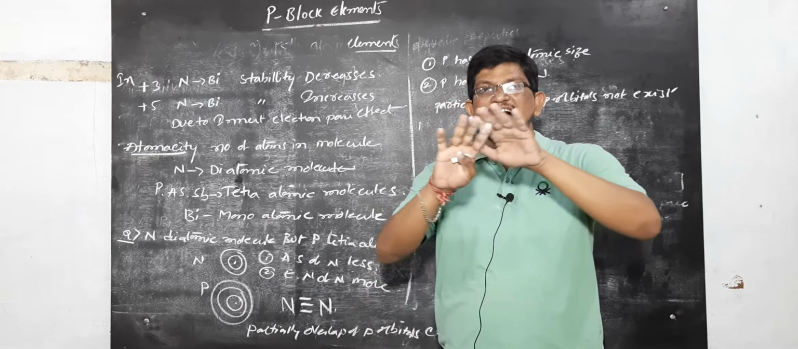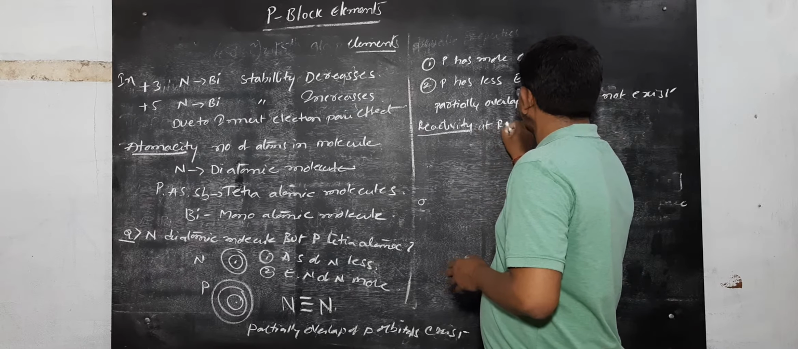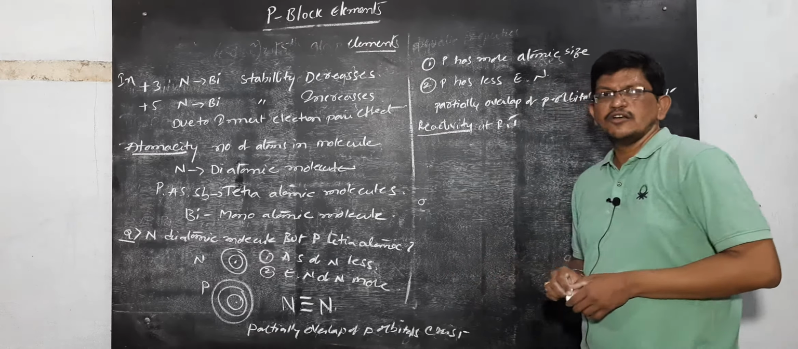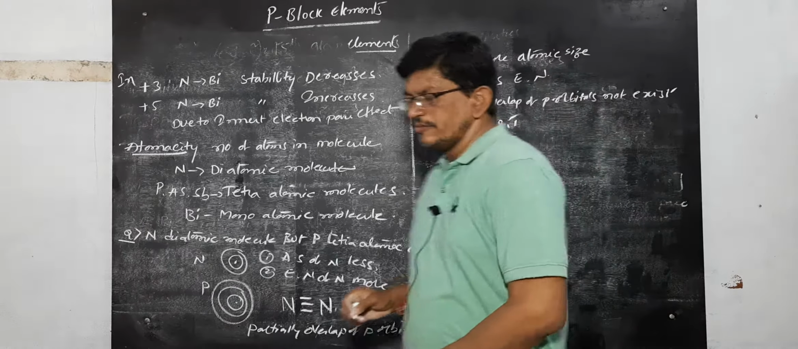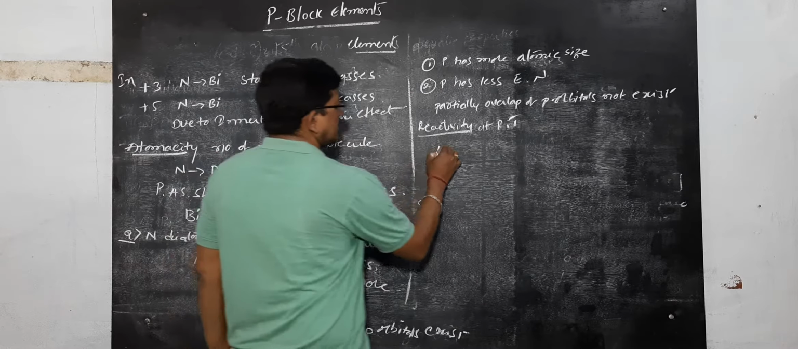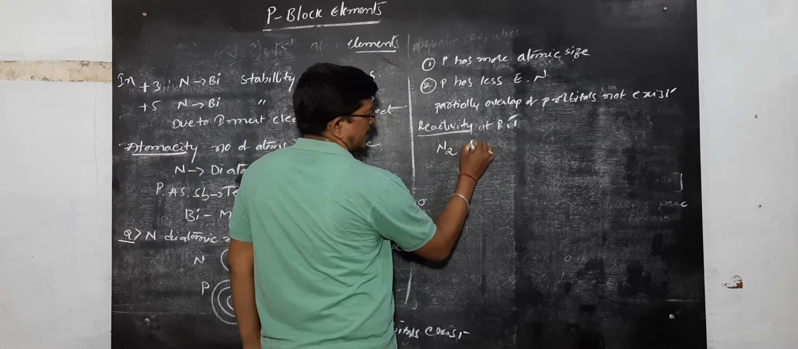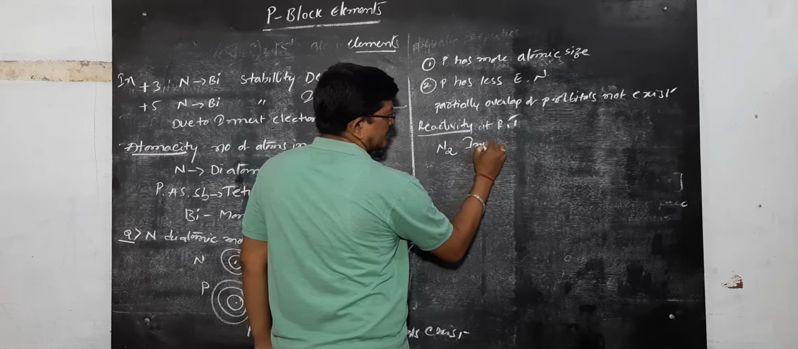Among the 15th group elements, at room temperature (RT means room temperature), nitrogen is inert. Why? At room temperature, nitrogen is inert. Why? Okay, come to here.